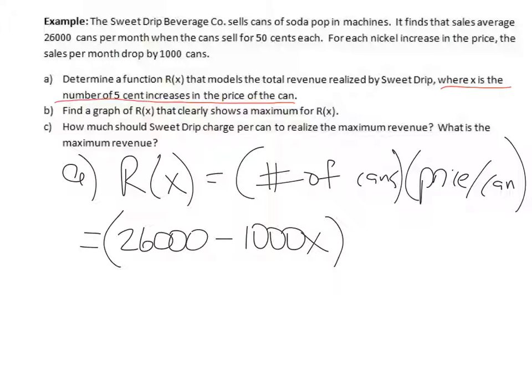Then I need to think about what's the price per can. Again, we start at 50 cents or 0.5, and every time I increase the price, I'm going to be adding 5 cents. So it's the number of cans times the price, but then we have to factor in what this variable x does to each one of those. For the first number, it drops by 1,000 each time, and for the other number, it raises by 0.05 each time. Okay, so that is our equation for letter A.